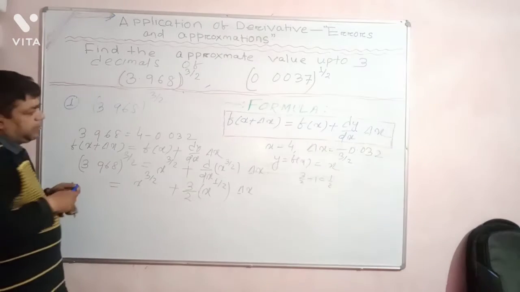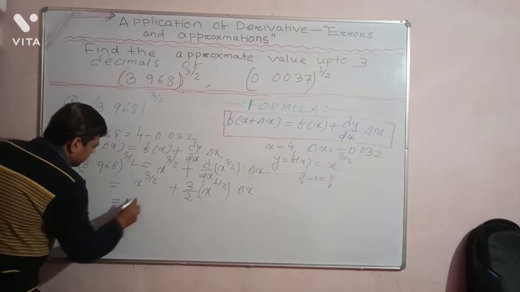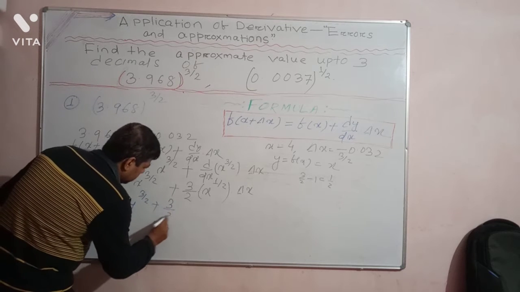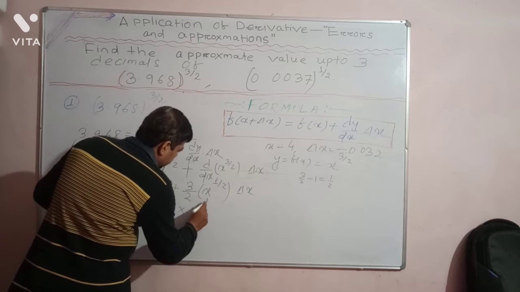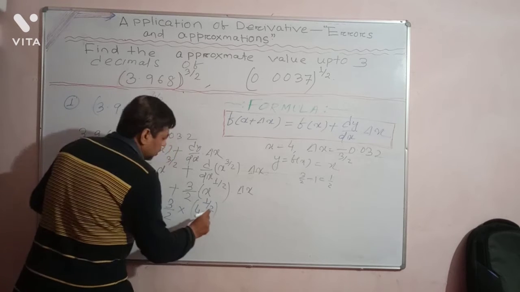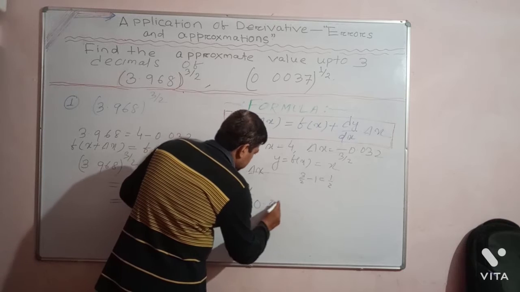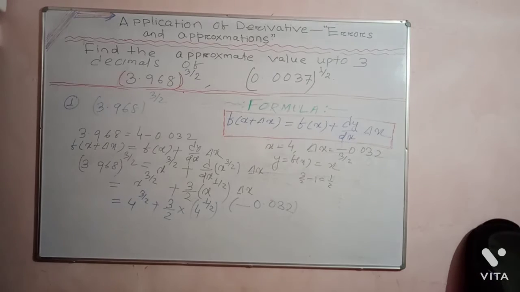Now put the values of x here. We have taken x equal to 4, so 4 to the power 3/2, plus (3/2) into 4 to the power 1/2, into the Δx value, which is minus 0.032. Okay, understand? It's clear?